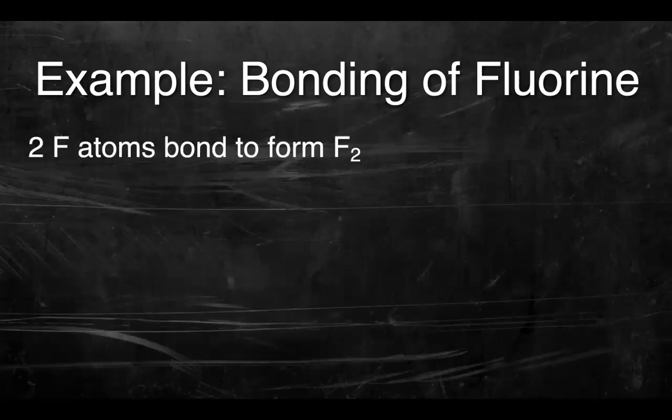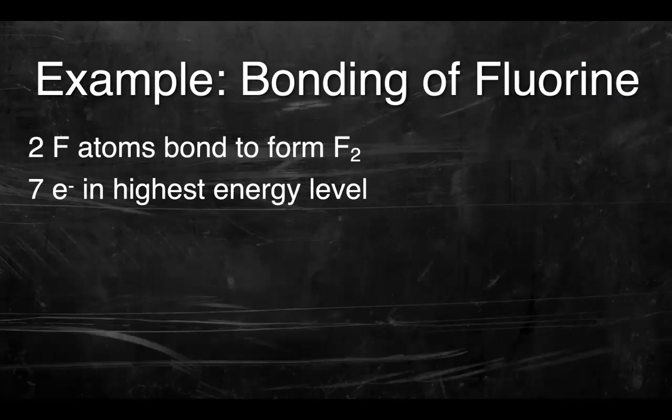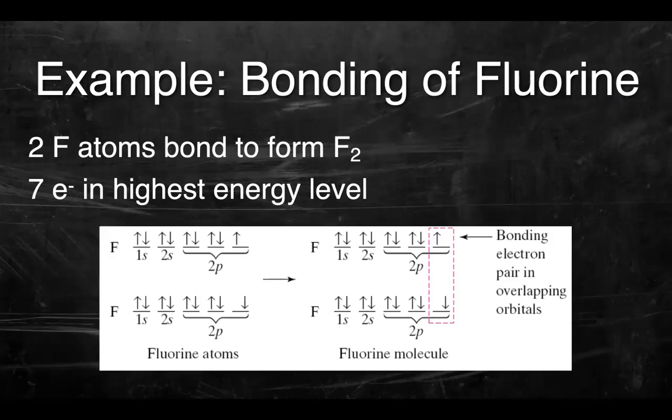So let's look at fluorine. Fluorine atoms bond to form a fluorine gas, F2. Each fluorine has 7 electrons in its highest energy level. So they're going to end up sharing the last one with each other so that they each have a total of 8 electrons.